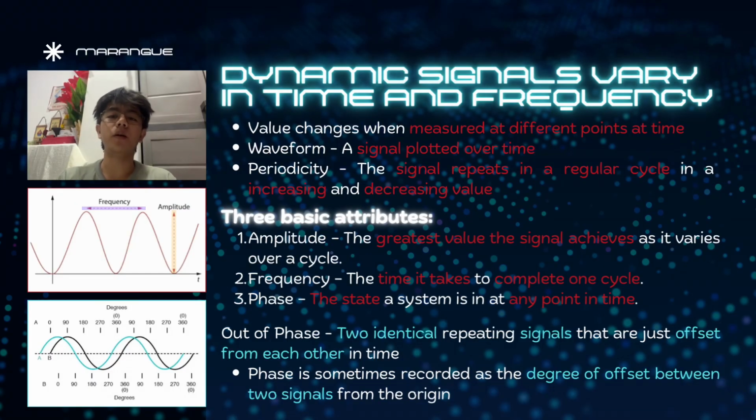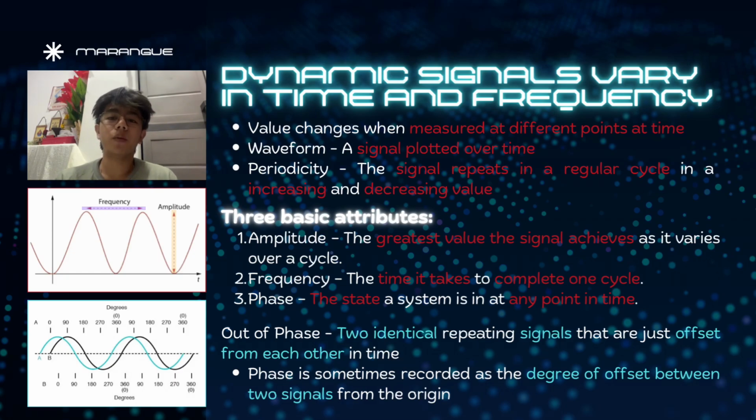Dynamic signals can vary in both time and frequency. When we measure a dynamic signal at different time points, the values vary and create a waveform or a graph of the signal plotted over time. Most dynamic signals show periodicity, meaning they repeat in a regular cycle of increasing and decreasing value.